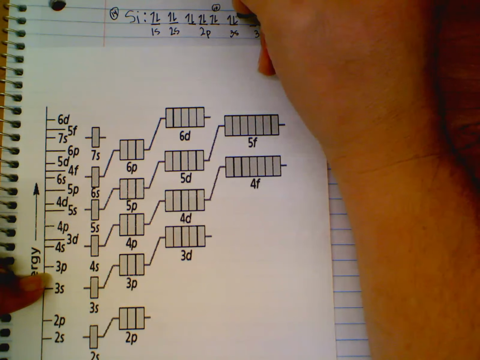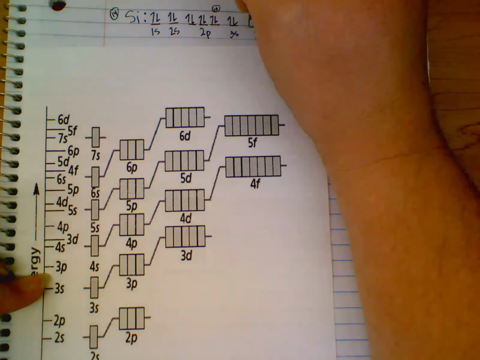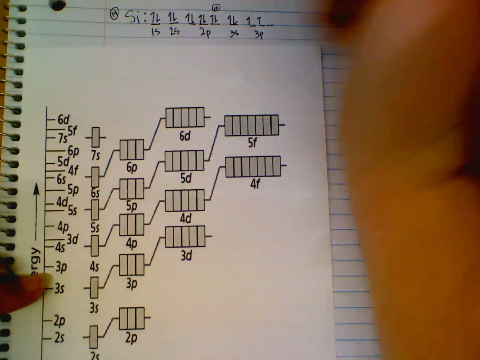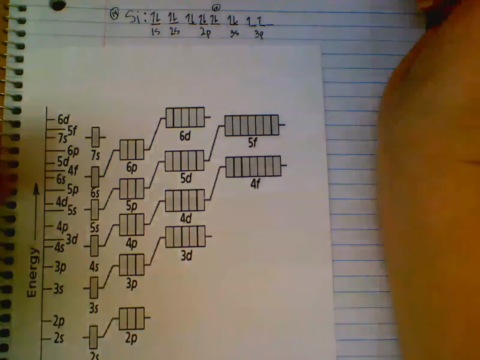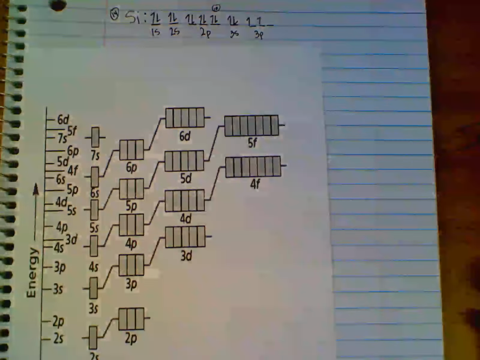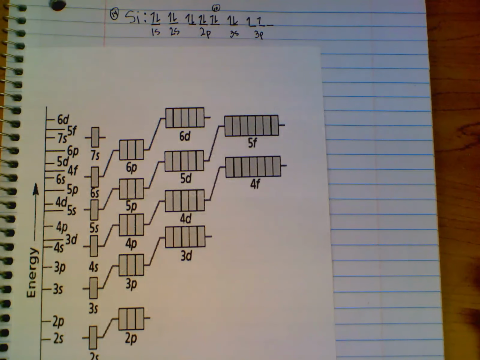And so I'm on my 12th electron, and so I'm going to go 13, 14, and I'm going to stop because I only had 14 electrons. So this is the electron configuration for silicon.